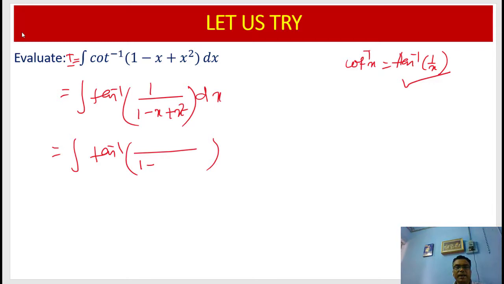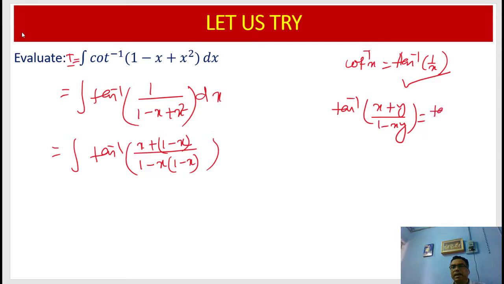1 minus, I take x common, 1 minus x. Any problem? 1 minus x plus x square. So 1 minus x into 1 minus x, no problem. So I write in the numerator, instead of 1, x plus 1 minus x. Why I write like this? Because I have a formula in my hand: tan inverse of (x plus y) by (1 minus xy) is tan inverse x plus tan inverse y.